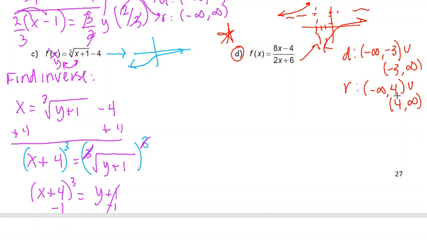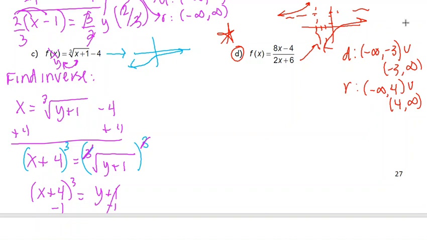To find the horizontal asymptote, you look at the degree. And the degree is the highest power of x. These degrees are both 1. And so then the equation is y equals 8 divided by 2. So y equals 4, which is where that comes from. Again, that's a review from last year.